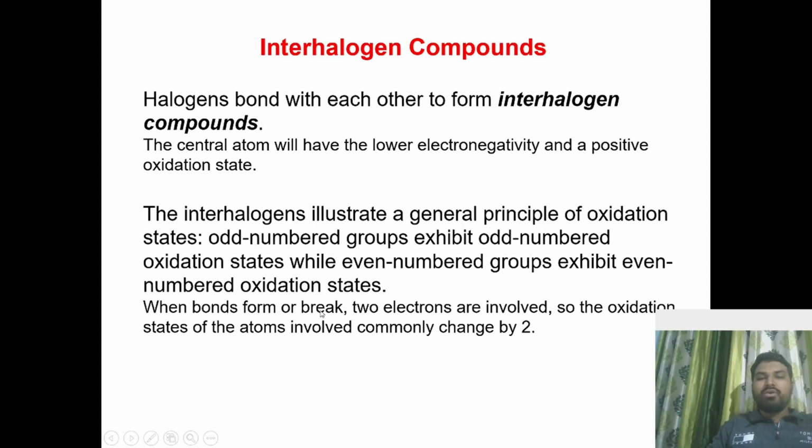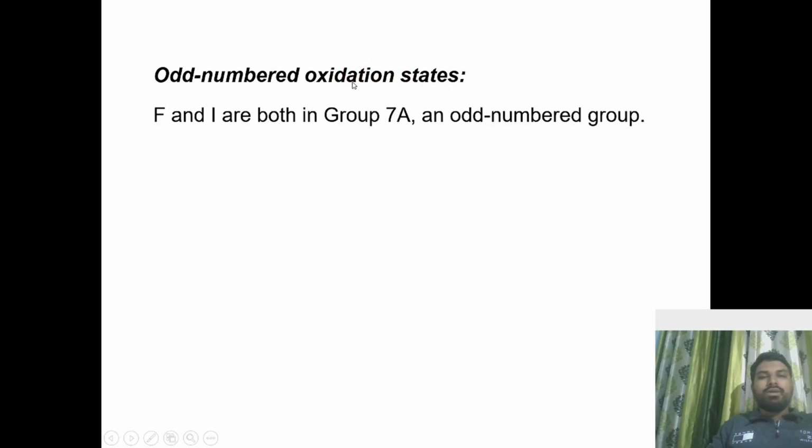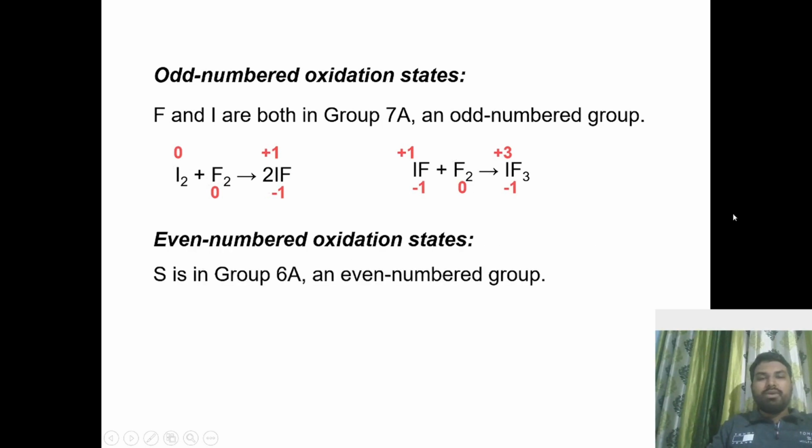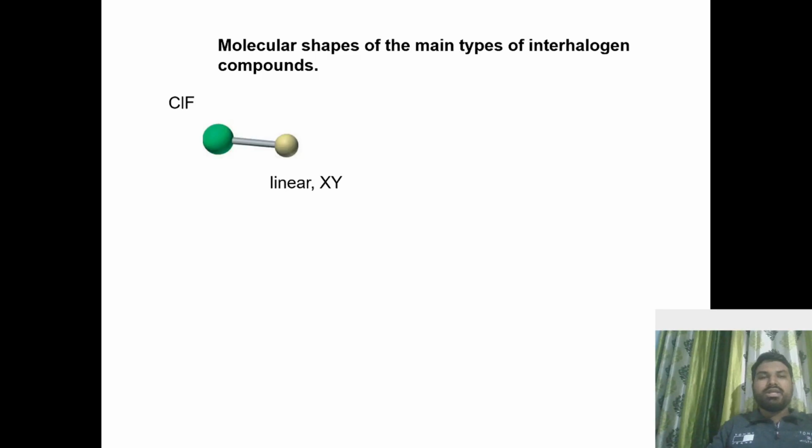When bonds form or break, two electrons are involved, so the oxidation states of the atoms involved commonly change by 2. For odd-numbered oxidation states, F and I are both in group 7A, an odd-numbered group, so they have odd-numbered oxidation states. Now even-numbered oxidation states: sulfur is placed in 6A, so it has +2 and +4 oxidation states.